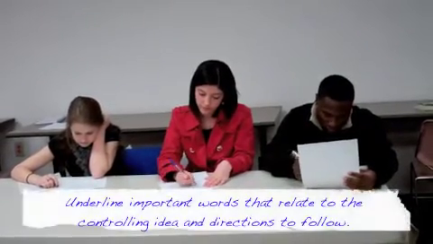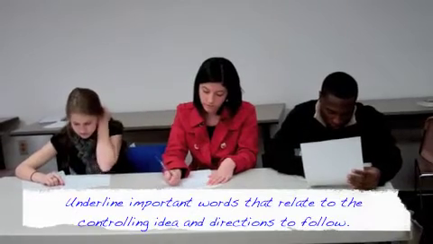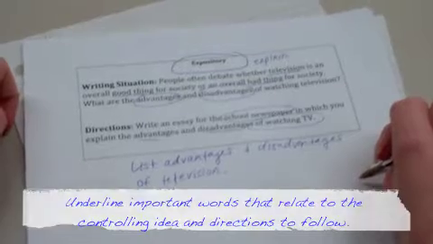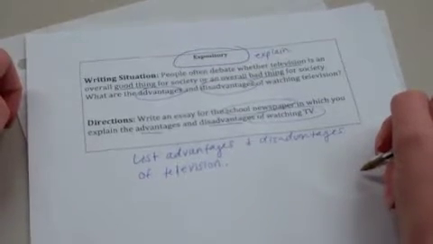Good one, Miss Smitty. In addition, underline important words in the prompt that help you understand exactly what to write about. Look at this example. What did this model student do? Once you understand the prompt, the next step is to brainstorm ideas. Here's an example of what not to do.